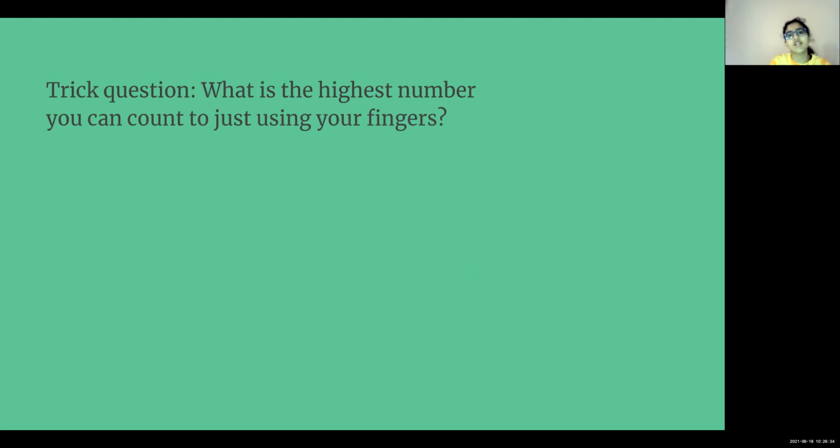So trick question, what's the highest number you can count to just using your fingers? So in the chat, type. Wait, can we restart our fingers or not? Like, count to 10, and if we count to 10 and then go back? No, you can't restart your fingers. So yeah, in the chat, type.